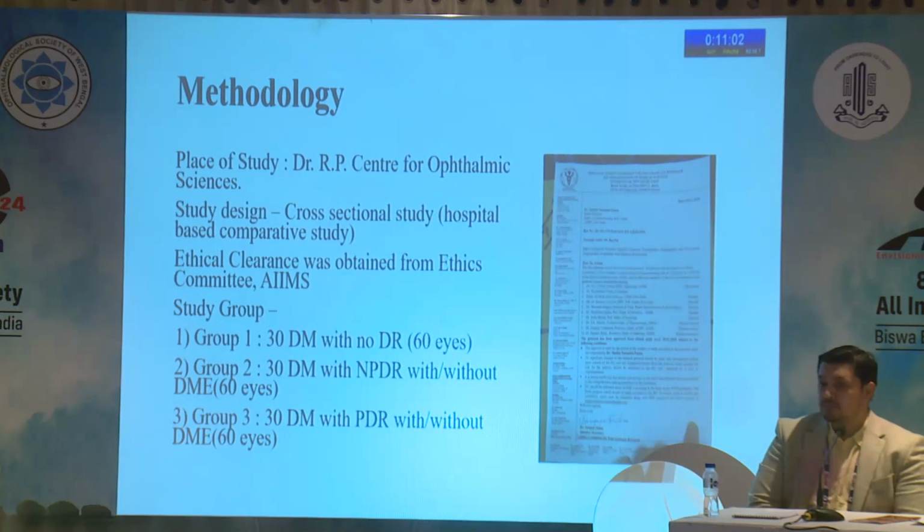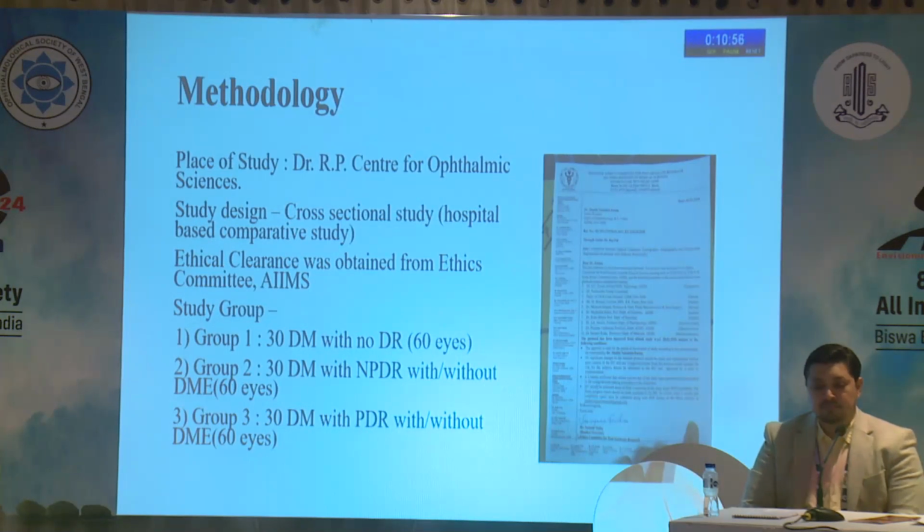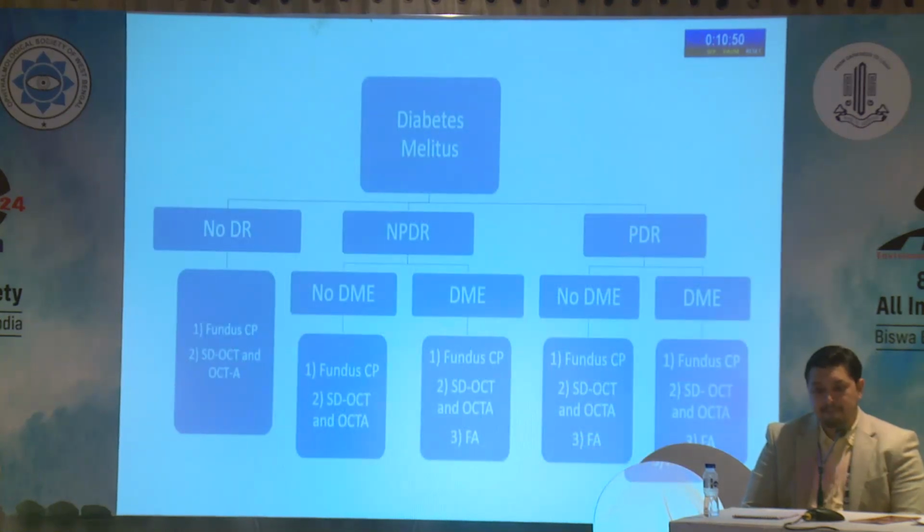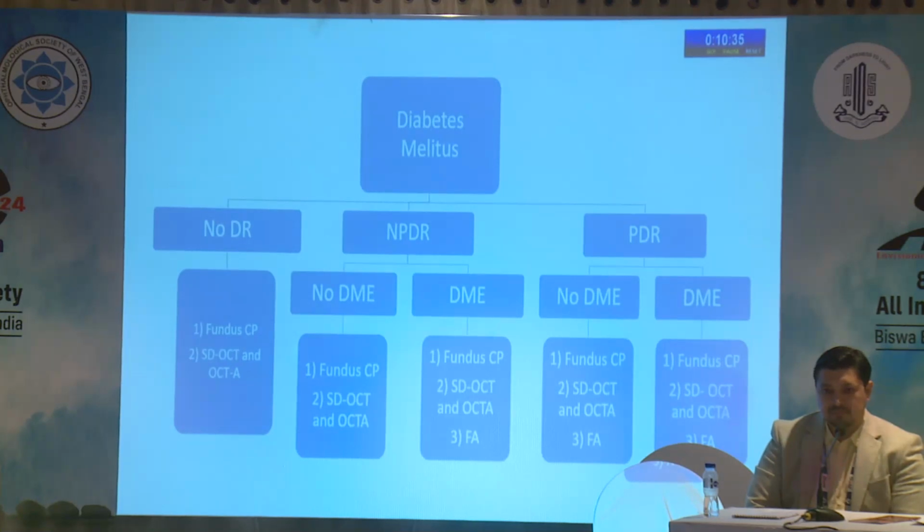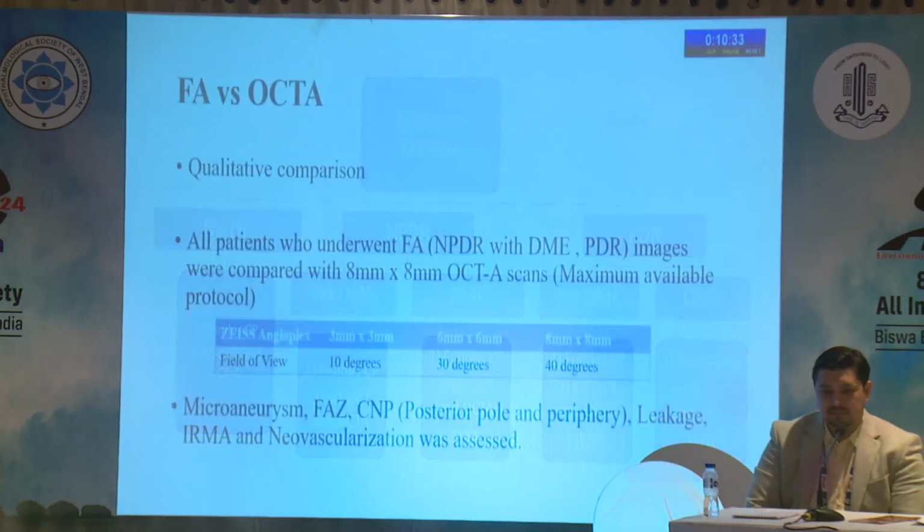We included eyes of patients with diabetes who had diabetic retinopathy and no diabetic retinopathy, and patients with diabetic retinopathy were further divided into non-proliferative and proliferative. So we collected all these patients. All these patients underwent fundus photographs, OCTA, and wherever we could do FFA, we did, but we did not do FAs in patients where there was no clinical diabetic retinopathy.